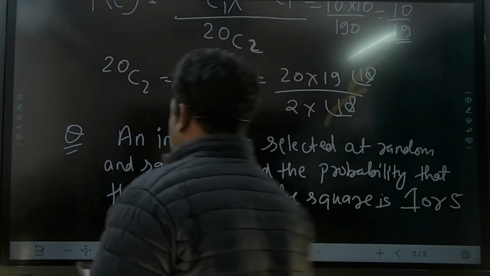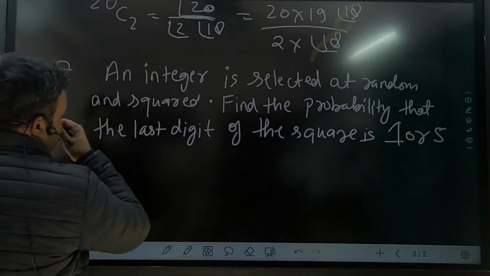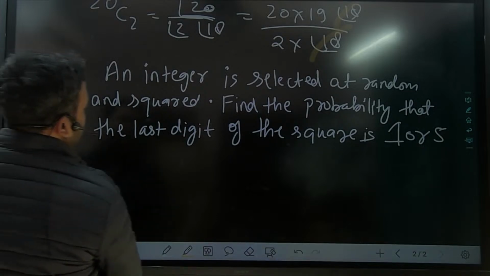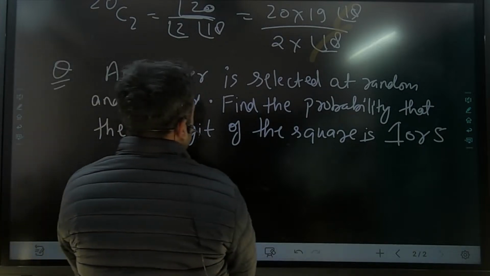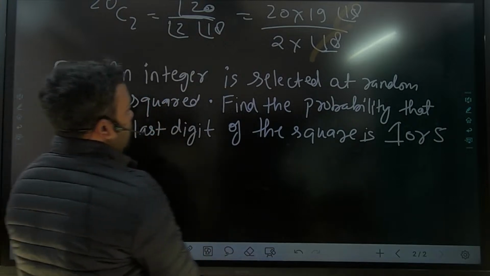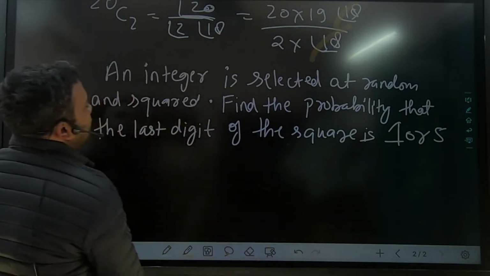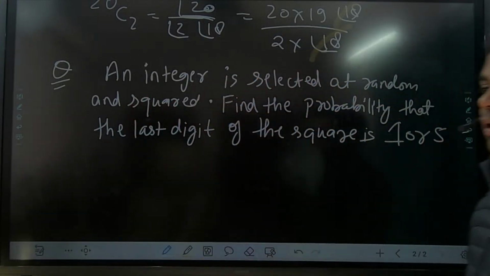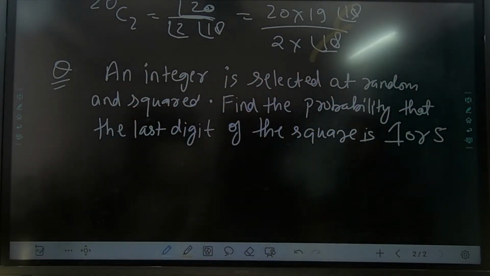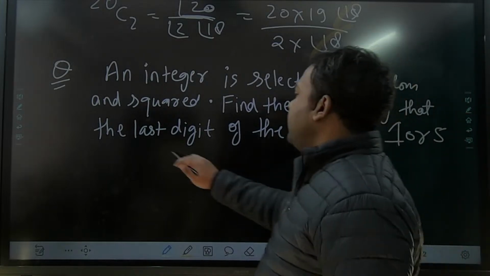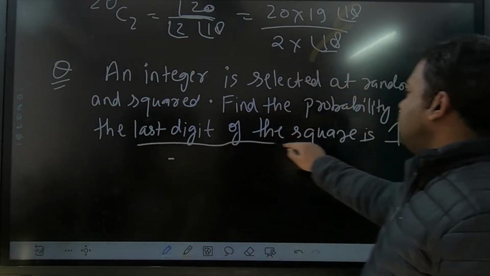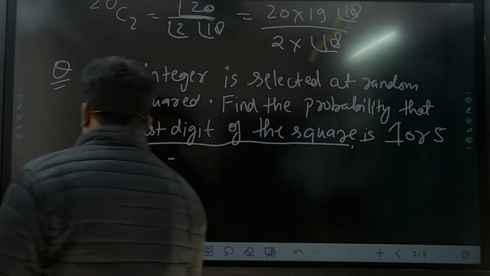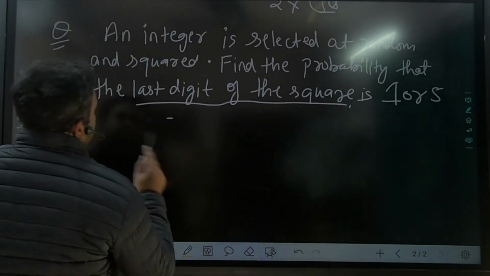So here we have to find that an integer will be selected at random and it will be squared. I have to just focus on the last digit. What is the probability that the last digit of the squared number is 1 or 5? See, we don't know how many. There are so many numbers, infinite numbers, right? So what will be the sample space? The thing is, we have to focus on the last digit only, of the squared number. So whatever number you select on the real number line, only the last digit we have to focus on.